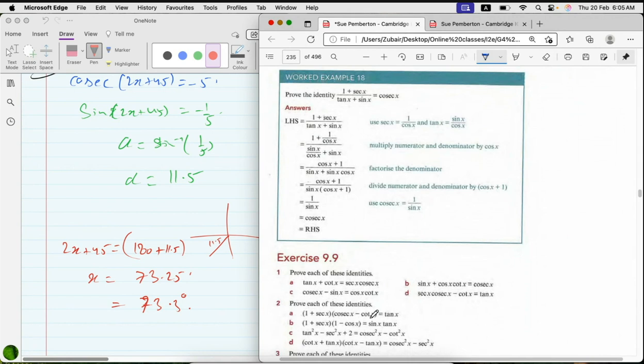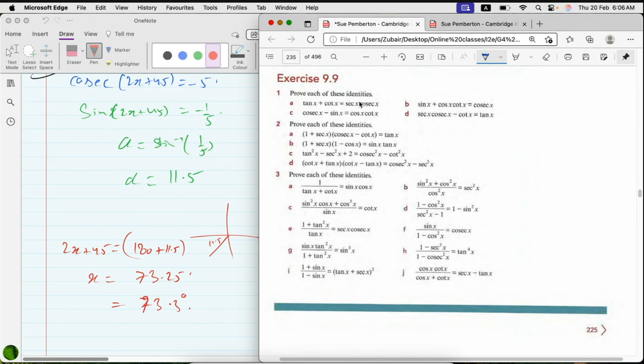Worked example: 1 plus secant x over tan x plus sin x on the right hand side, that's only cosecant. Working on the left hand side, the numerator is converted into simple sine and cos, the denominator converted into simple sine and cos. The LCM in both cases is cos x, cos is cancelled out, we are left with the numerators. Sin x into cos x, sine taken out as common, cos x plus 1, cos x plus 1. Cancel out, 1 over sine.